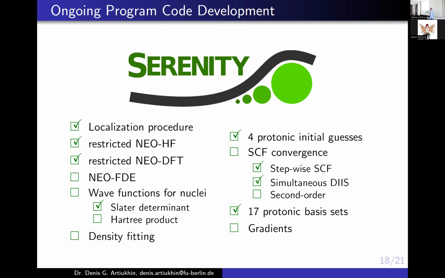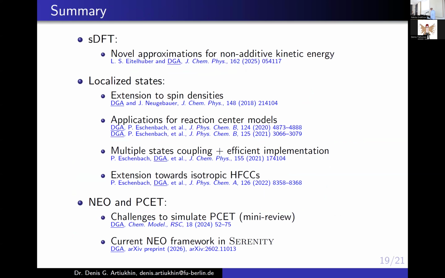And hopefully this year I can also release NEO subsystem density functional theory, or at least NEO frozen density embedding, where I maybe do not optimize everything fully, but at least partially. So that's pretty much the overview of all the work done over the last years. As you can see, I am also not giving up on non-additive kinetic energy functionals, and I'm trying to improve these functionals for subsystem density functional theory. And of course, all the rest is about localization and NEO, so that eventually I have this framework and I can simulate various transfer processes.